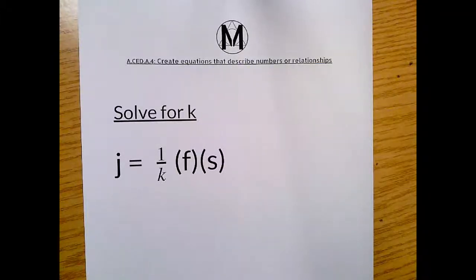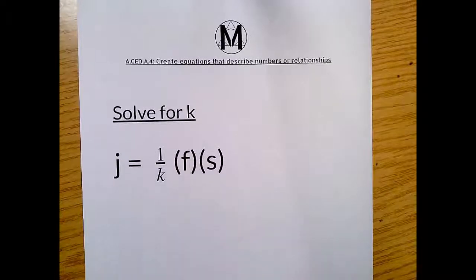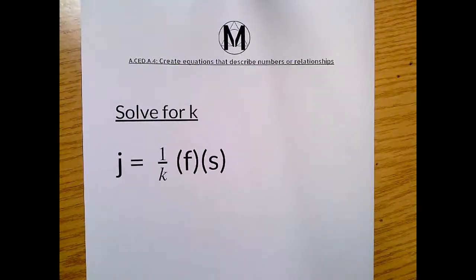All right, let's do some Mathity-Math. It says solve for k. We have here that j is 1 divided by k times f times s. You can solve this problem in a lot of different ways. It really is your choice.